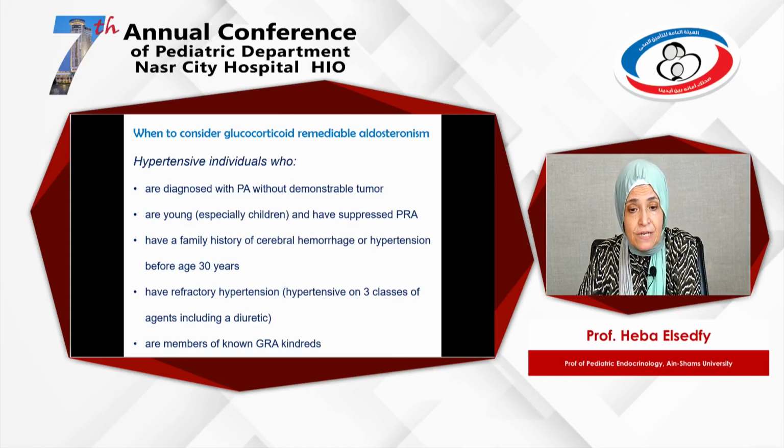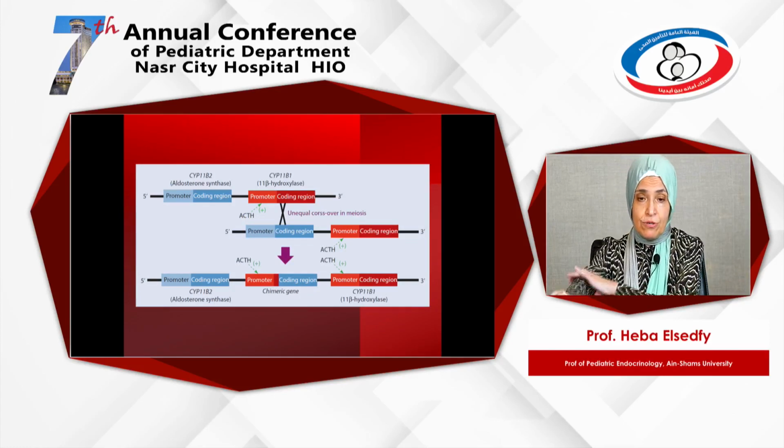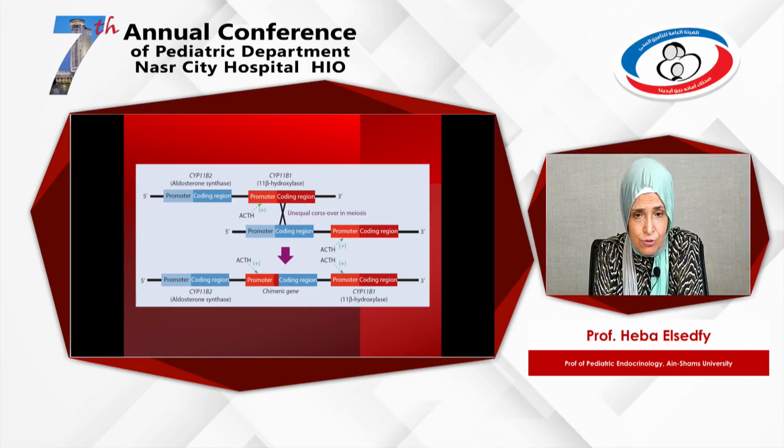They have a family history of cerebral hemorrhage, because this condition is usually associated with cerebral aneurysms, and with high blood pressure, it can cause cerebral hemorrhage, especially in individuals before the age of 30 years. They have refractory hypertension, again, hypertensive on three classes of agents, including a diuretic, and are members of a known GRA kindred. And what is the cause of glucocorticoid remediable hyperaldosteronism?